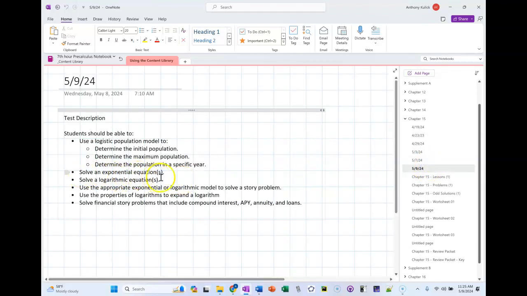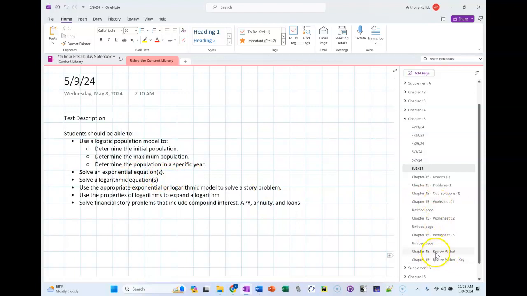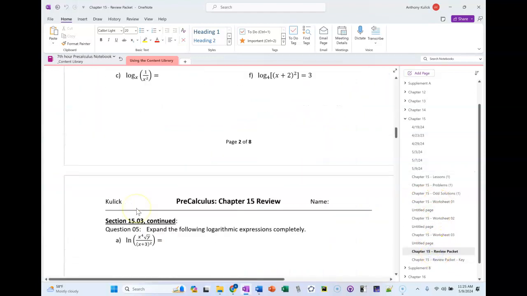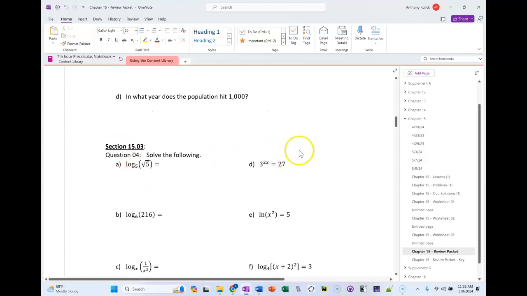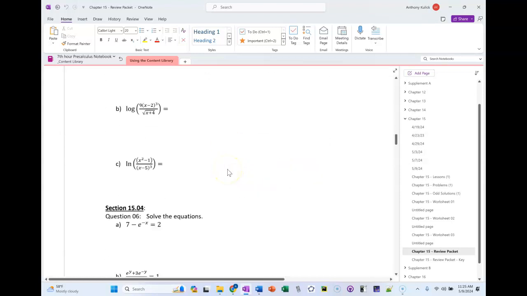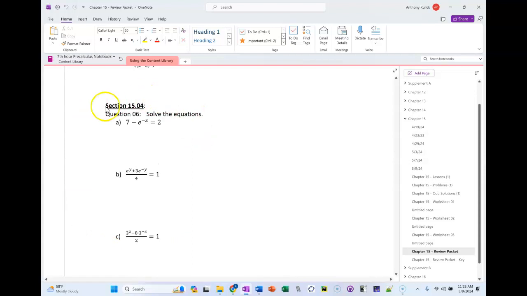You should be able to solve an exponential equation or equations. If I'm looking at the review, this is an exponential equation, but it's not very satisfying. If I go down and look at these guys, though, that's probably about the level that you should be able to deal with.